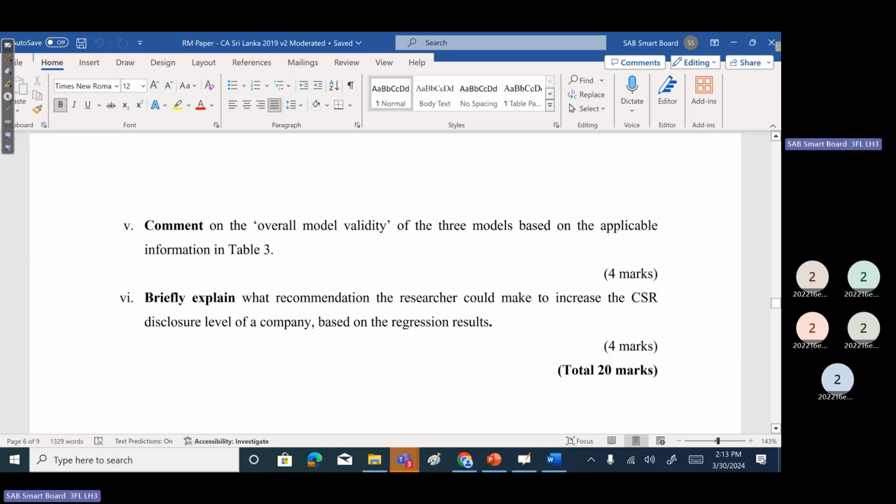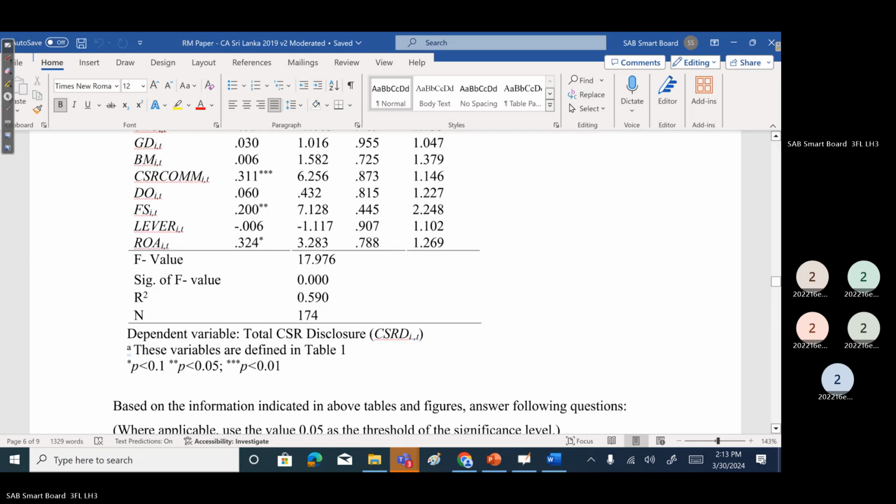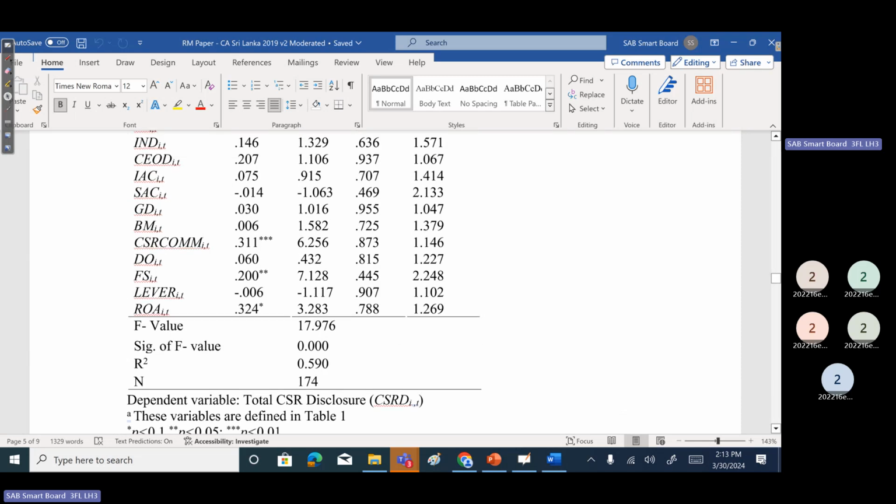We will explain what recommendations you can give. So give the recommendations based on what? Significant variables. Always give the recommendations based on significant variables. So here the significant variables are what? CSR committee, size, and ROA. So what are the recommendations that you can give? 1, establish CSR committees. Having a CSR committee has a positive impact on CSR disclosure, as indicated by the results. You can see.